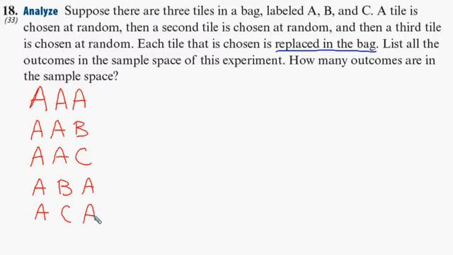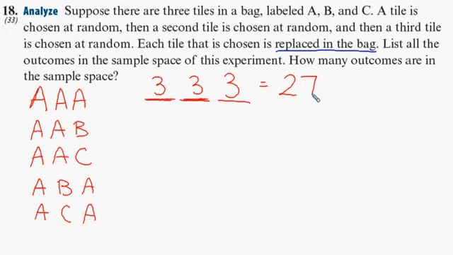Well, what I like to do for these is just think of these three empty parking spaces as representing our random selections. So the first time you randomly select, how many choices do you have? Well, you have 3, A, B, and C. Now, whichever one you've chosen, it's gone back in the bag, right? So for the second one, how many choices do you have? You still have 3. And then, of course, for the third one, you still have 3. So if you multiply that, that means you have 27 different outcomes in the sample space.